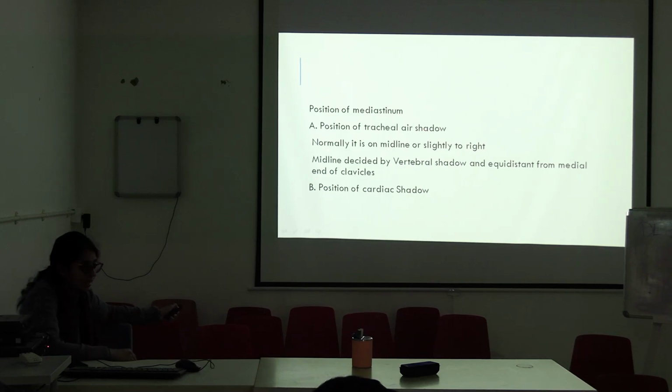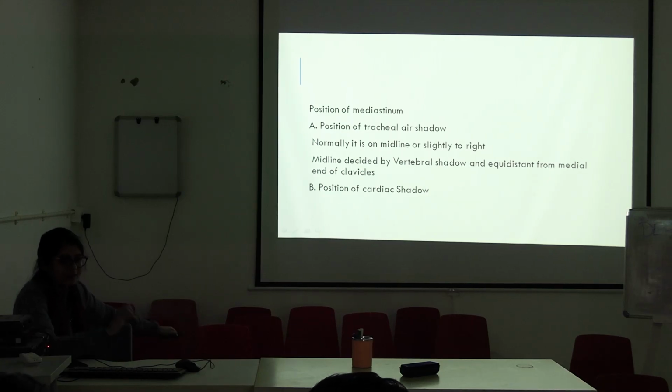Normally it is on the midline or slightly to the right. Midline is decided by the vertebral shadow and equidistant from medial end of clavicles, and second is position of cardiac shadow. There is a term mediastinal shift to the right, to the left, push, pull. These basic things you know. So how will you determine on the basis of what you are saying that there is push or pull? So you have to know about the normal thing also. So the normal thing is this: tracheal shadow is midline or slightly to the right, and position of the cardiac shadow.